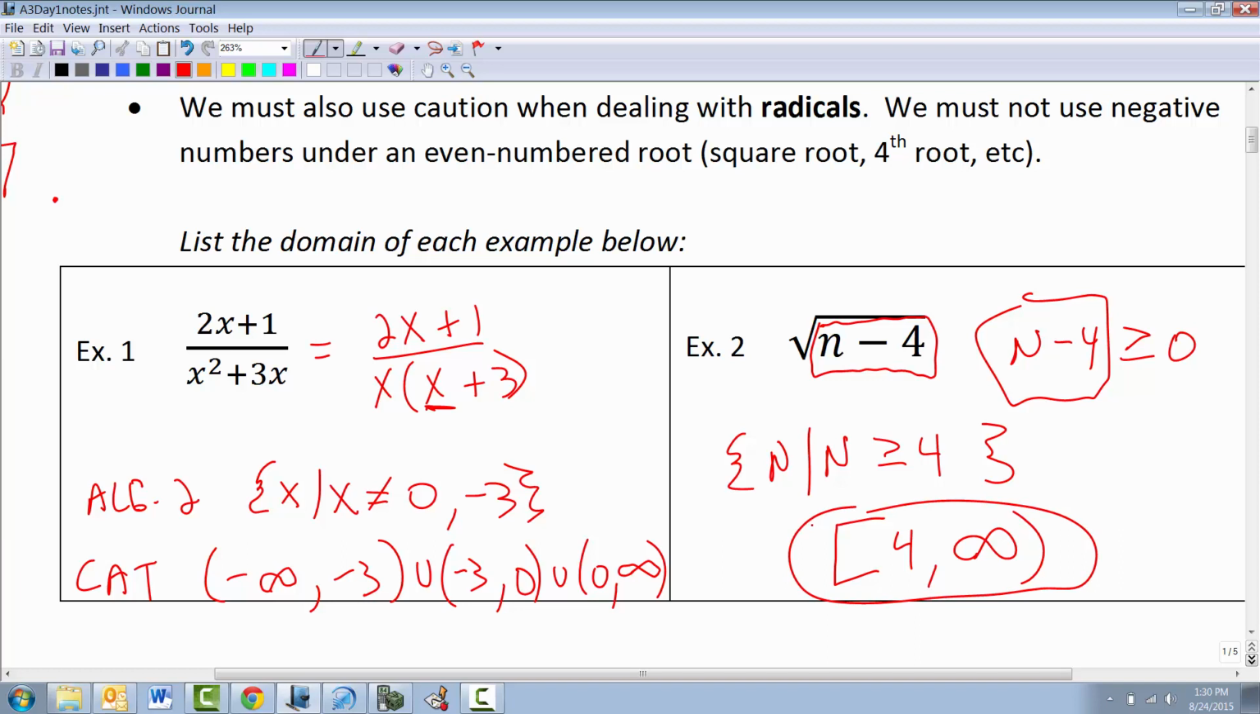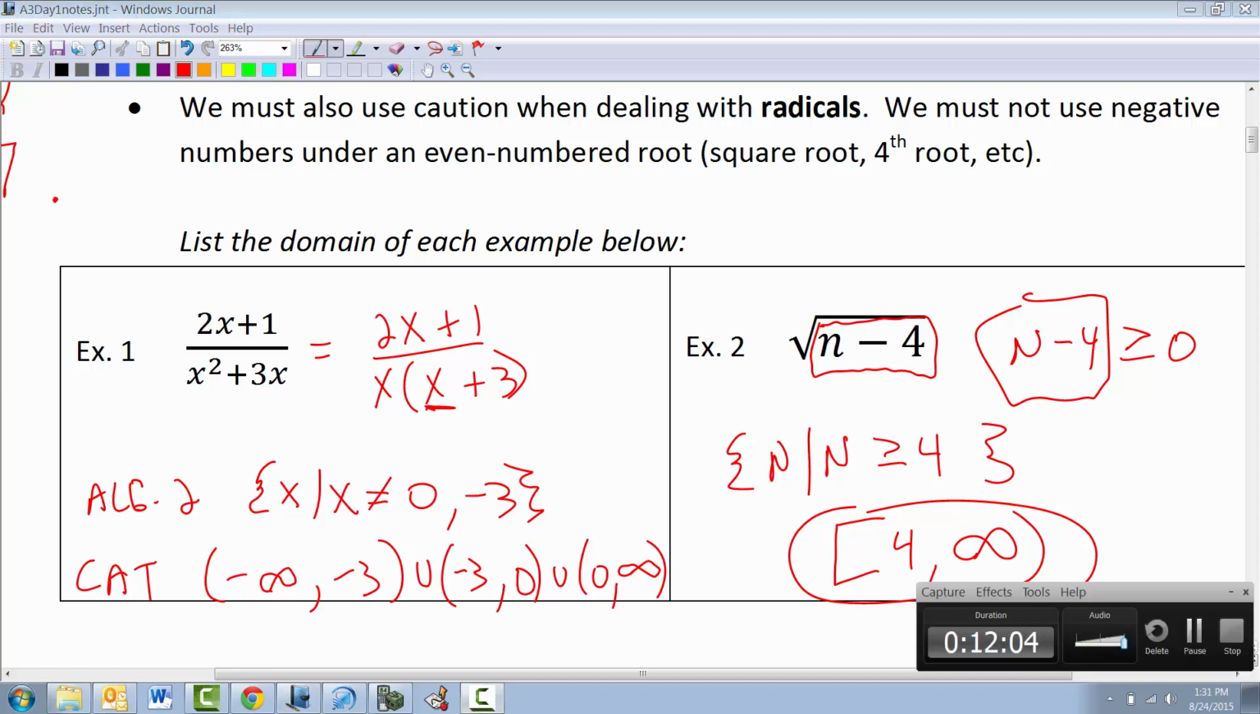Oh, and by the way, you should be asking, why does infinity have a parenthesis when you're actually getting there? You can't get to infinity, can you? What happens if you think you gave me the biggest number in the world? What can I always do to that number? Add 1 or multiply by 2 or whatever. So the concept of infinity can't ever be achieved, so it can't ever truly be included. That's the theory behind that. Brackets mean including, parentheses mean not including. So that's why infinity and negative infinity always have a parenthesis.